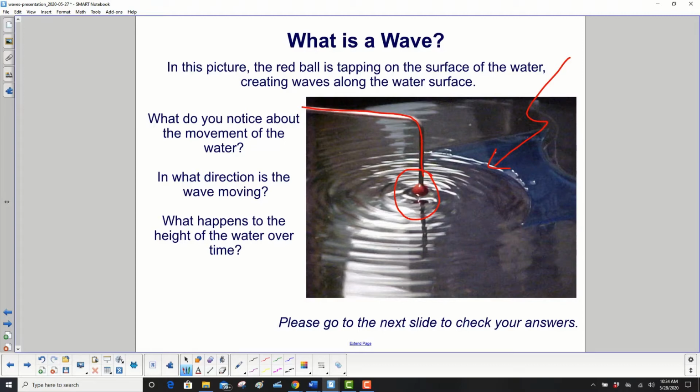In what direction is the wave moving? And what happens to the height of the water in the up and down direction here over time? Please go to the next slide to check your answers.